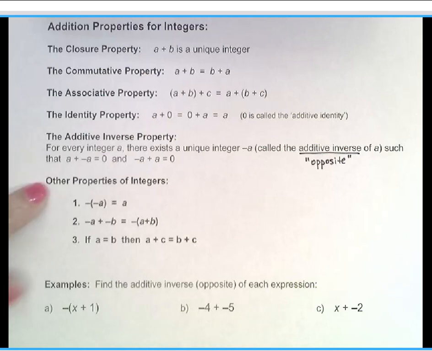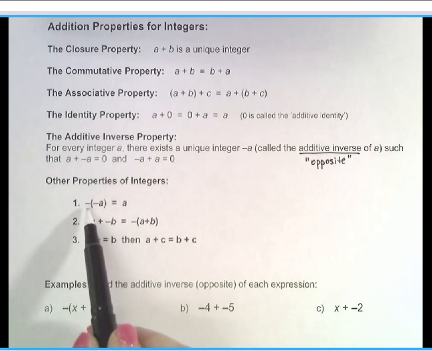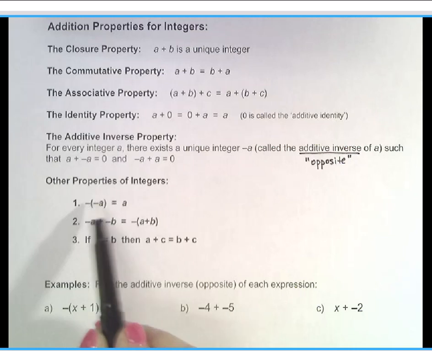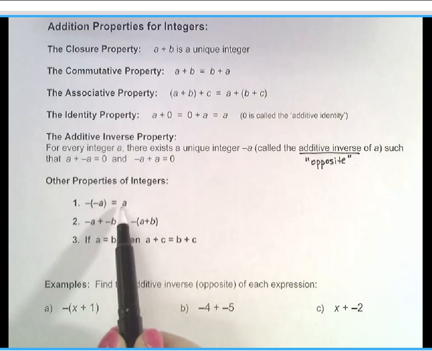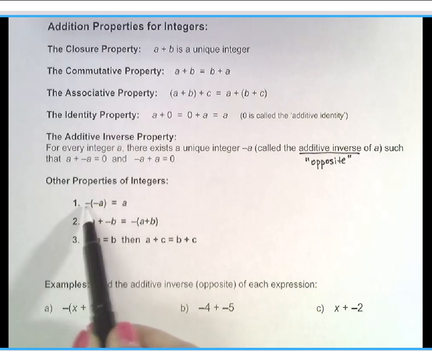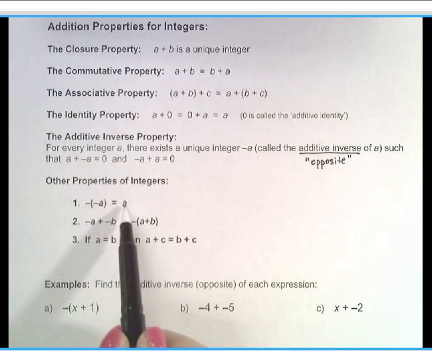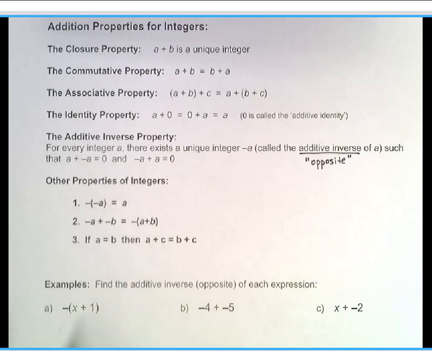A couple other properties. The opposite of a negative number would be a positive number. This is why two negatives make a positive, because the opposite of a negative is a positive. So that's a property that holds.